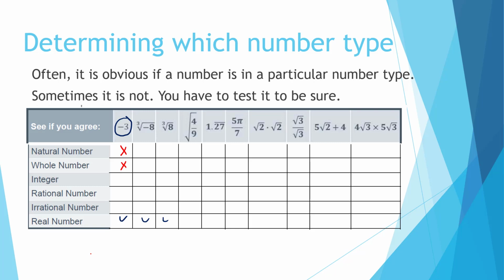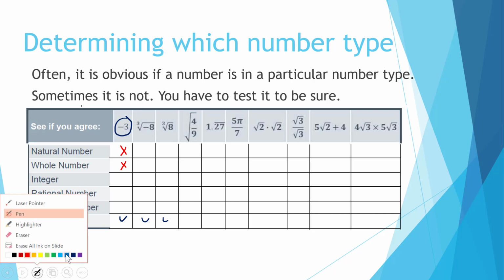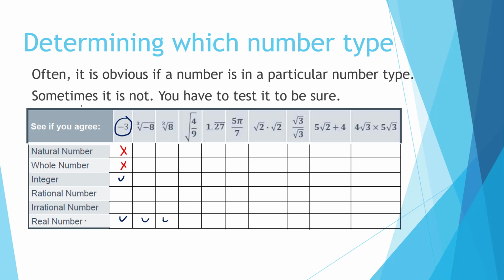Another type of number is integers. As we know, integers can have 0, 1, 2, 3, and they can also have negative numbers like -1, -2, -3, -4, and so on, right? So because -3 is included in the integers, this is an integer. As we know, every integer, whole number, and natural number is a rational number, which means that -3 is also a rational number.